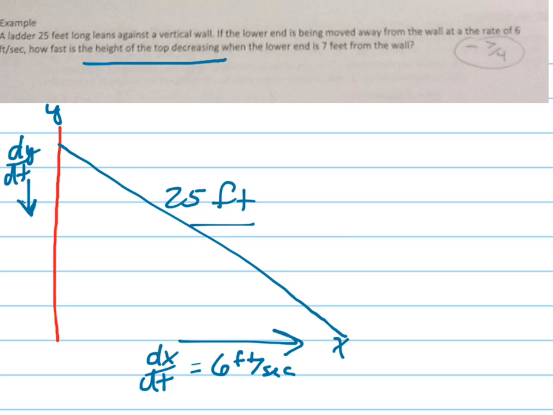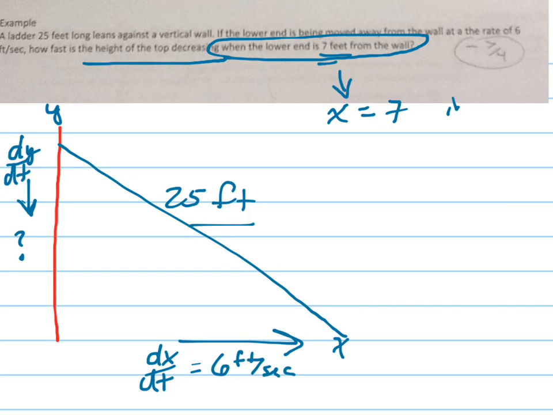Naming your variables is important in related rates. dx/dt is positive 6. dy/dt is what we're trying to find. It says how fast is it decreasing when the lower end is 7 feet from the wall. So 7 feet from the wall means x equals 7. This is the instant that we're going to try to determine what the rate of change is.